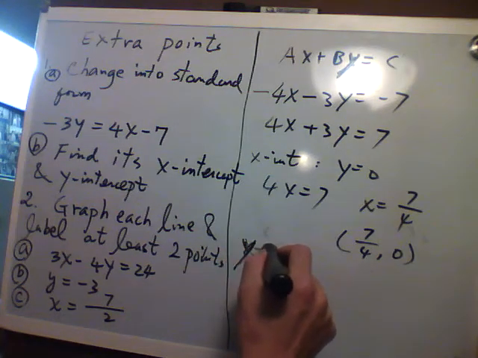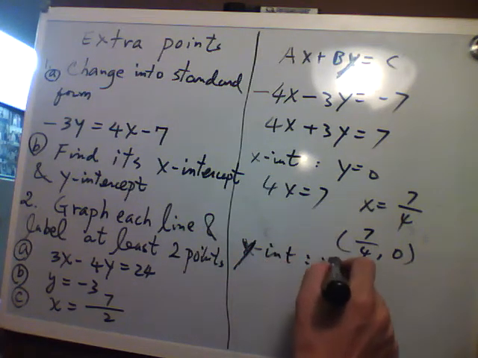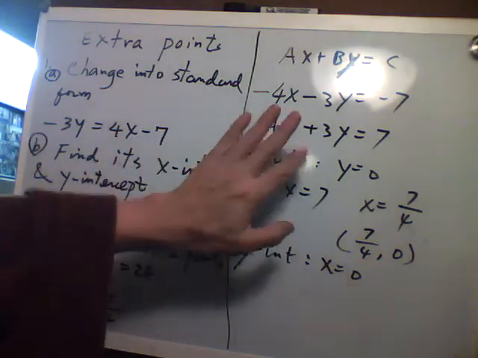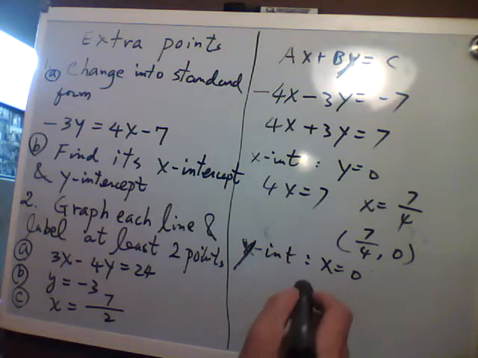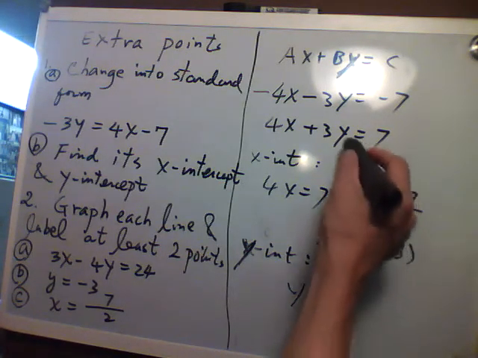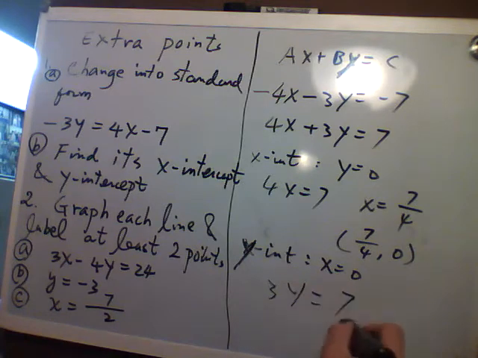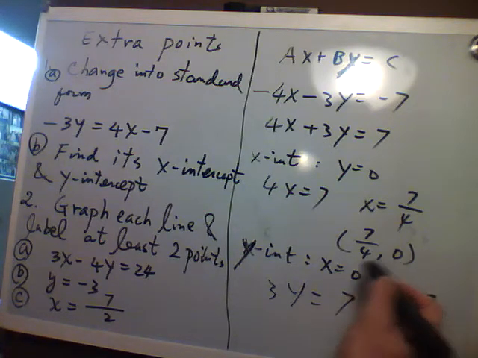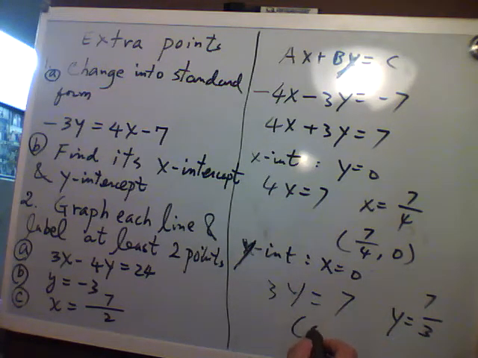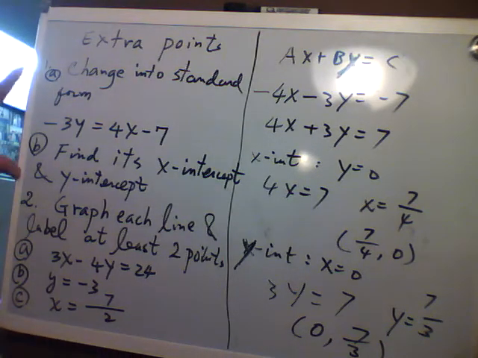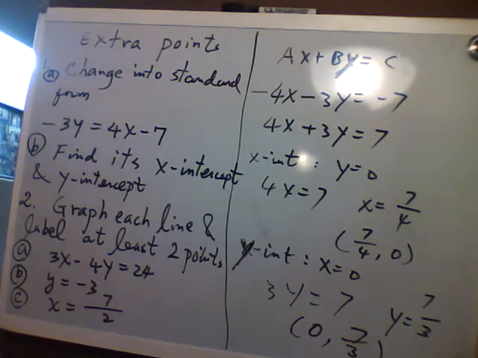The y-intercept means x equals 0. So you put x equals 0 into either equation and solve for y. In this case, 3y equals 7, so y equals 7/3. Write it as a point: x is 0, y is 7/3, like that. So that's done with our first two problems.